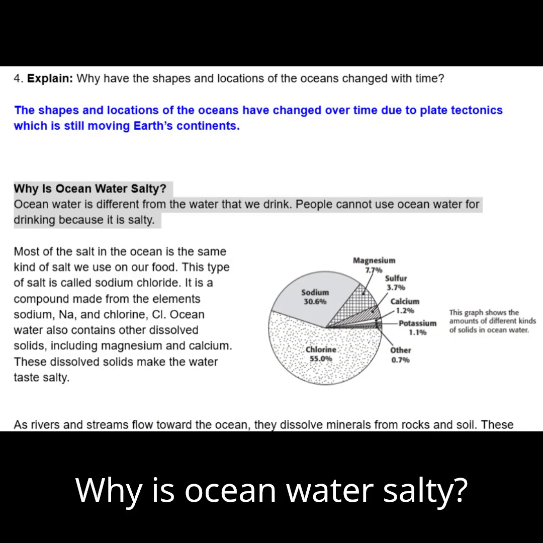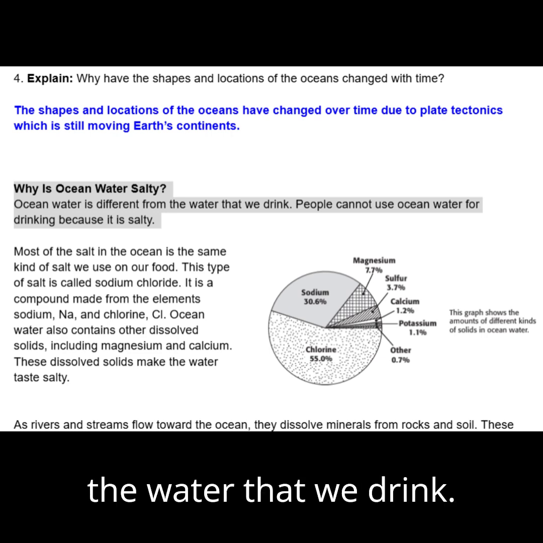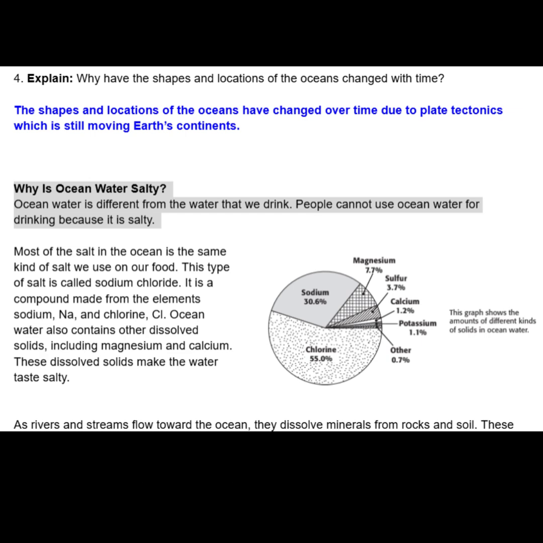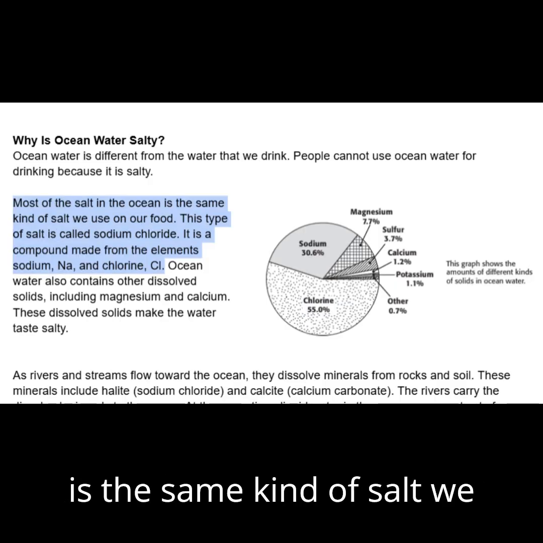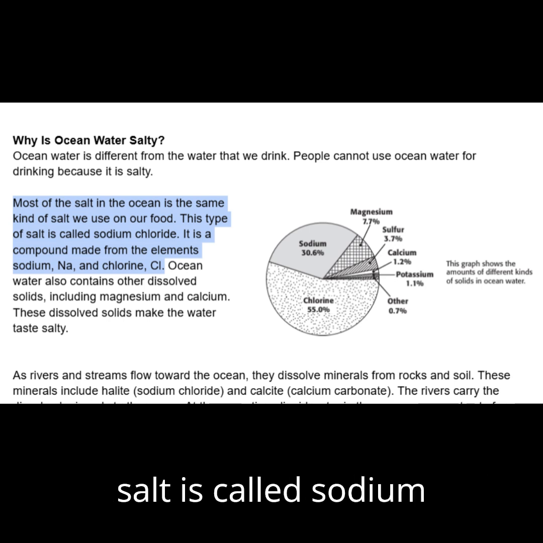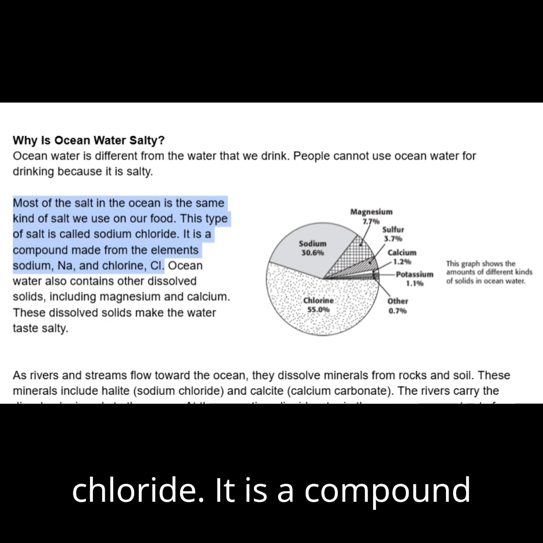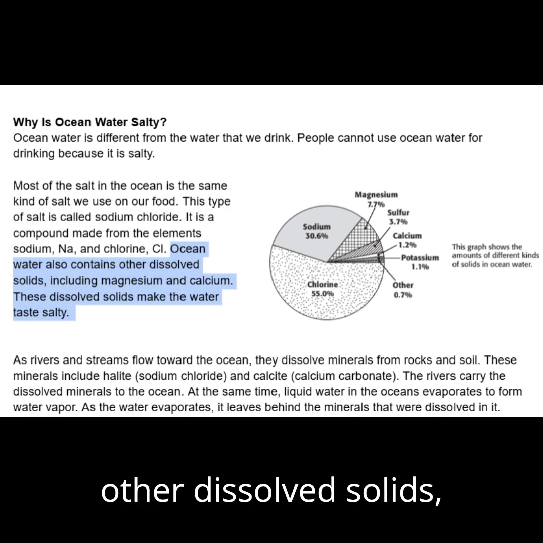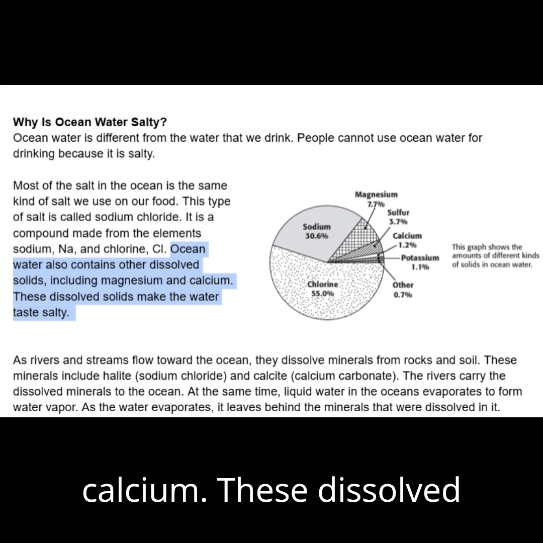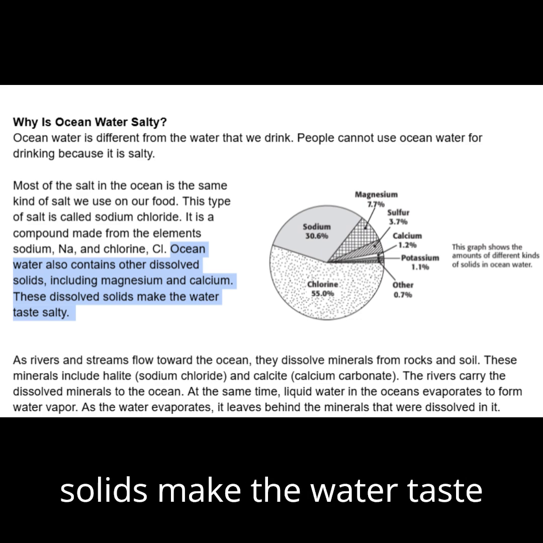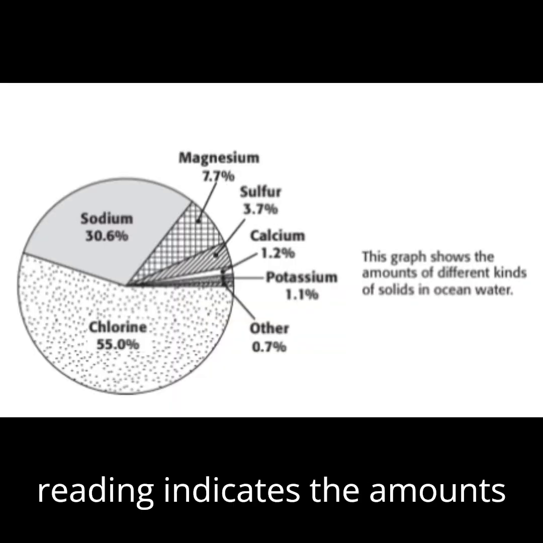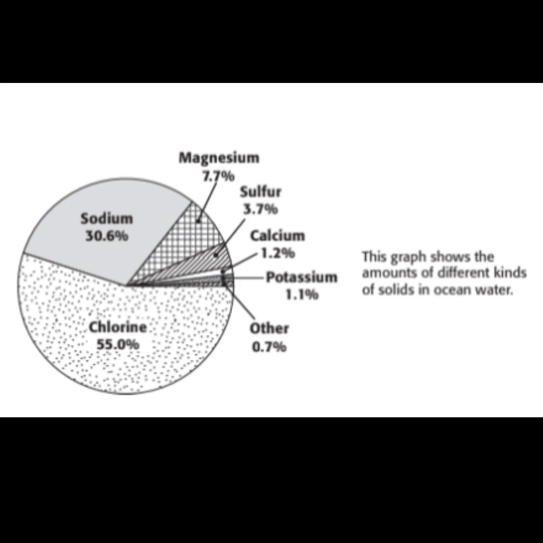Why is ocean water salty? Ocean water is different from the water that we drink. People cannot use ocean water for drinking because it is salty. Most of the salt in the ocean is the same kind of salt we use on our food. This type of salt is called sodium chloride. It is a compound made from the element sodium, Na, and chlorine, Cl. Ocean water also contains other dissolved solids, including magnesium and calcium. These dissolved solids make the water taste salty. The graph shown in your reading indicates the amounts of different kinds of solids in ocean water.